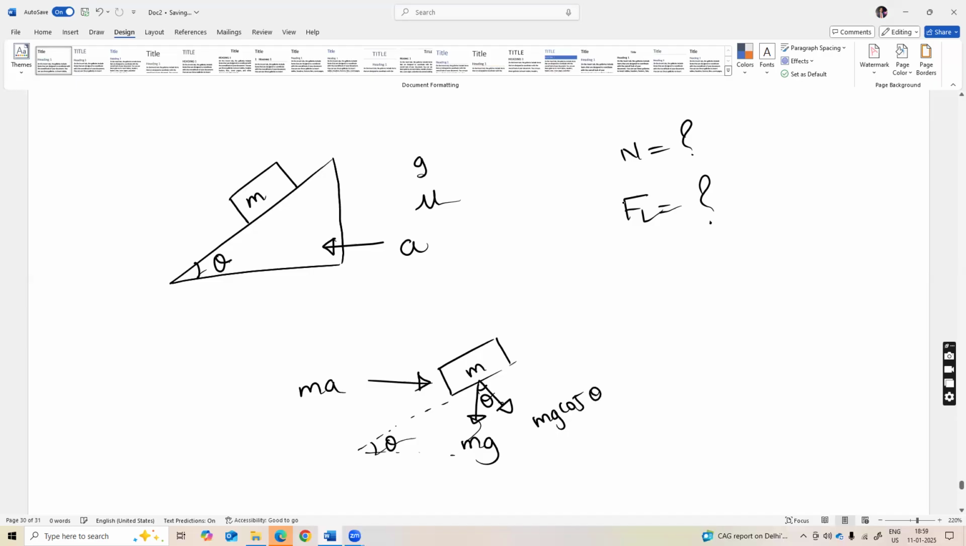Similarly, if you resolve this, see, this angle is theta, okay? This angle is theta. So now this angle is theta, and this angle is 90 minus theta. So this component will become ma cos theta. This component will become ma sin theta. So normal reaction will be mg cos theta plus ma sin theta.